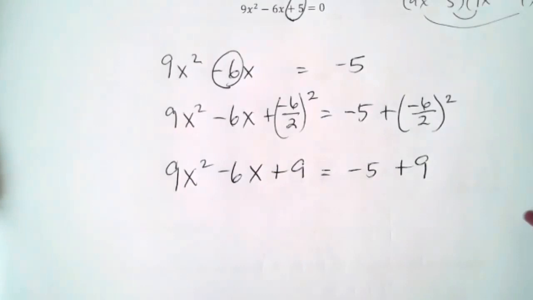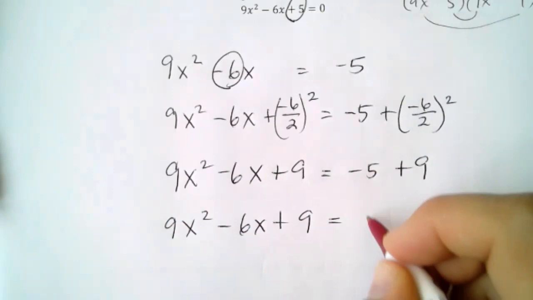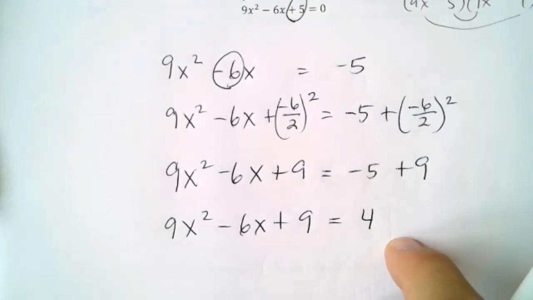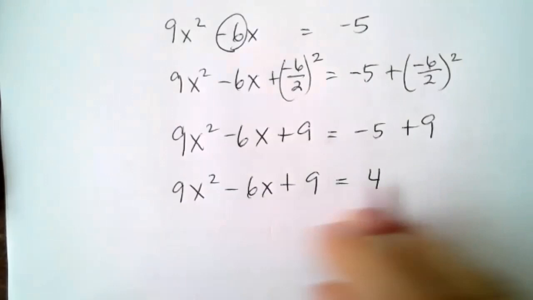Because it wouldn't be helpful. So we're gonna rewrite this to make it all neat and nice before we start. 9 take away 5 is 4. Now there's nothing common between all the numbers here. If this side was 0, we could factor this out and do the zero product property. But no, this is not 0. So we've gotta work things out a little bit differently here.